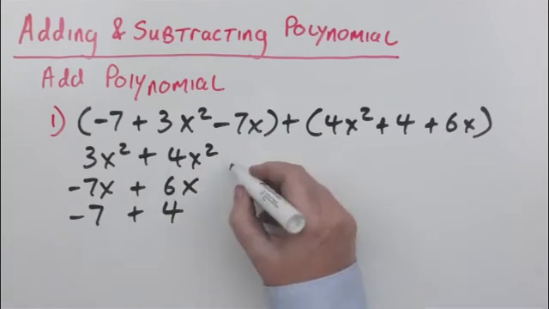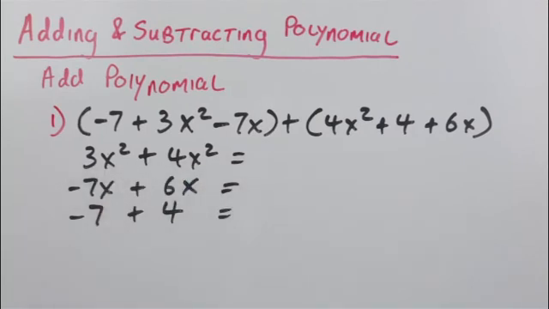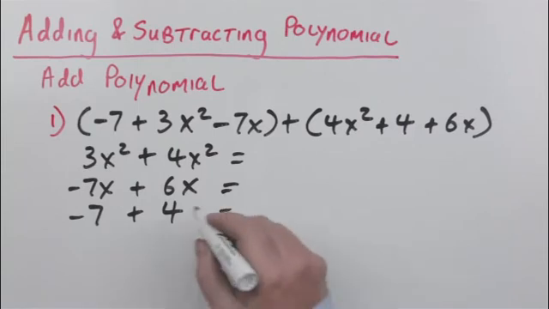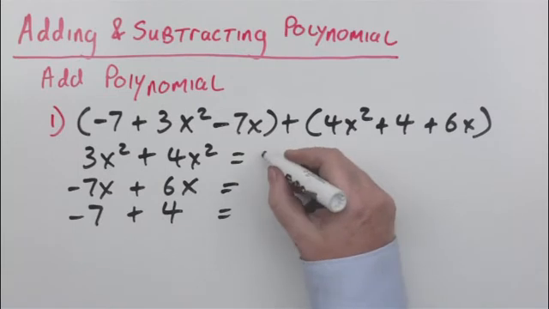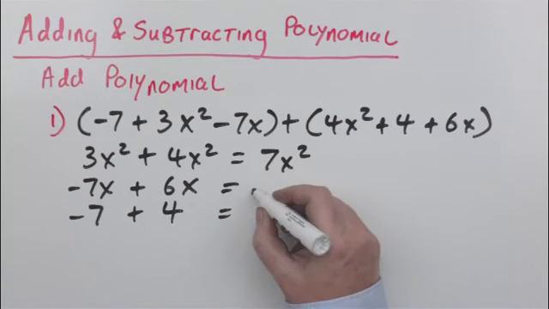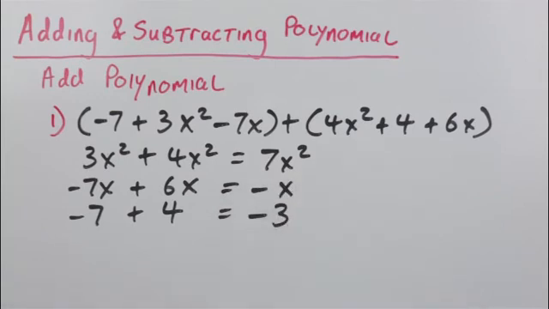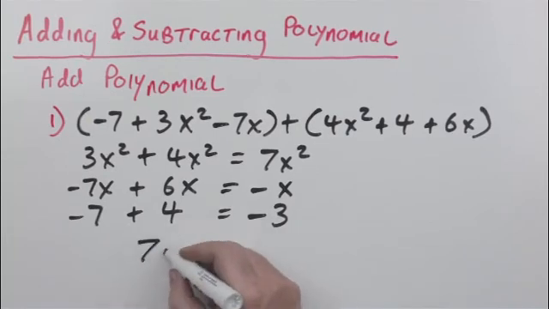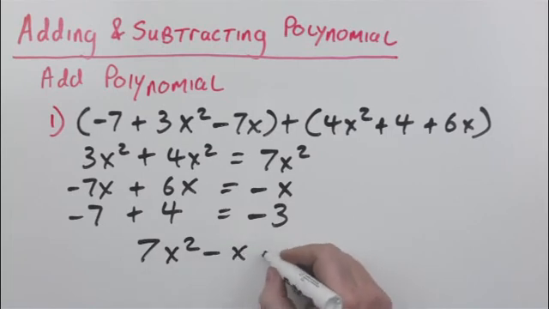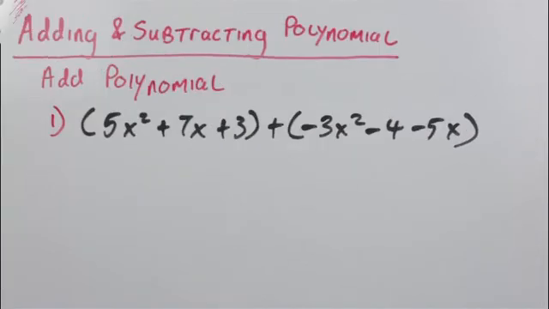And then I can add across. That's 3x squared plus 4x squared is 7x squared. And negative 7x plus 6x would be negative 1x. Negative 7 plus 4 is negative 3. And write down my trinomial answer. So it's 7x squared minus x minus 3. Great. Let's look at another one with a trinomial.